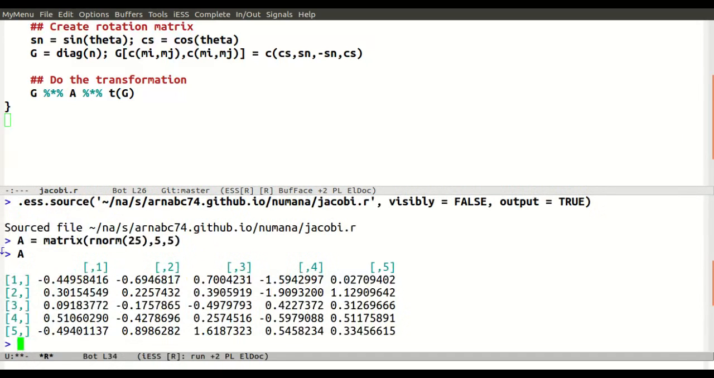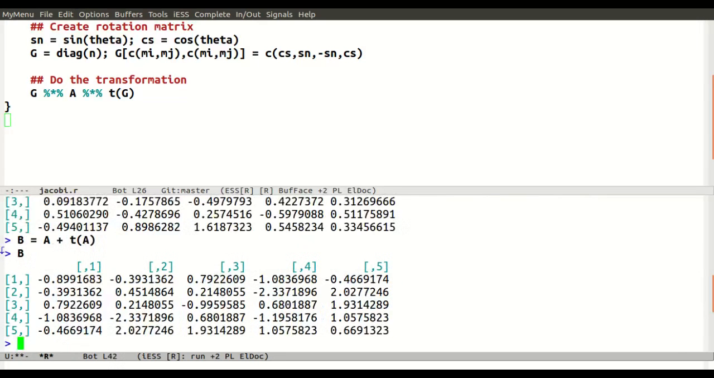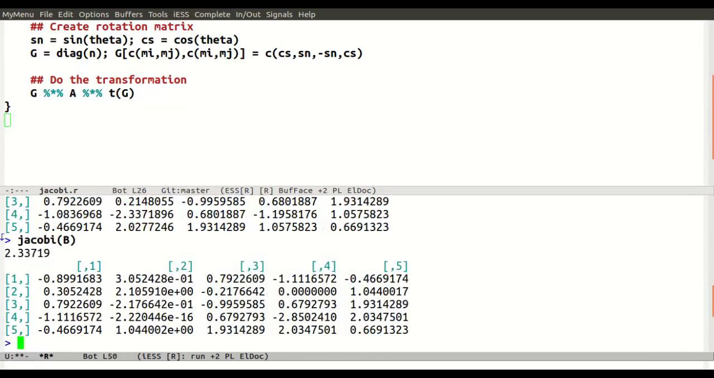In order to turn it into a symmetric matrix, I will create the matrix B, A plus transpose of A. This matrix is bound to be symmetric, and indeed it is symmetric. So let's now try to apply our Jacobi function. Jacobi of B gives us a new matrix, and it also prints the maximum absolute off diagonal entry it has encountered. Of course, just by running it once we will not be able to understand anything.